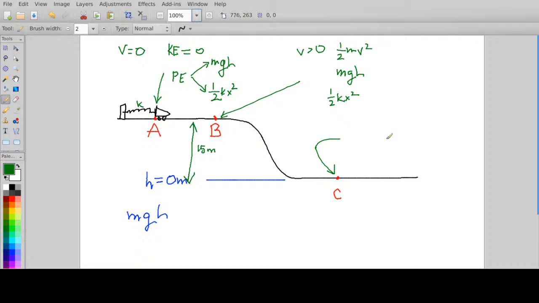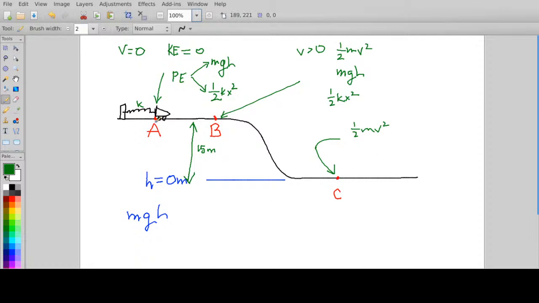And then finally, when you get down to the bottom here at point C, now you're at ground level. So you say, okay, well, it's moving, so it's got kinetic energy, 1/2 mv squared. But for mgh, the h is 0, it's at ground level, so there's no potential energy due to gravity. And the spring is long out of the picture, so there's no potential energy due to the spring. And so all of the energy at point C is going to be kinetic energy.